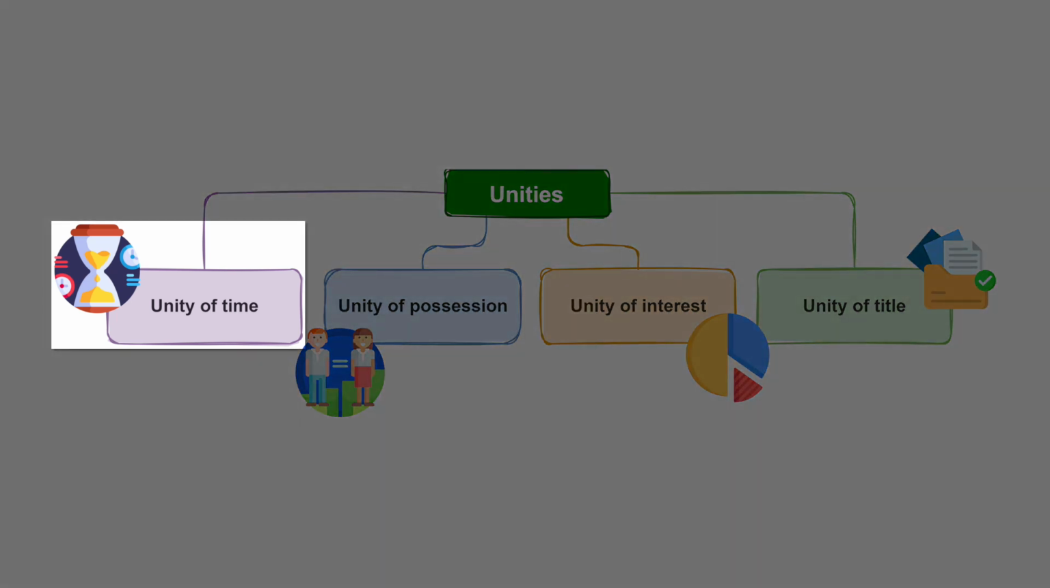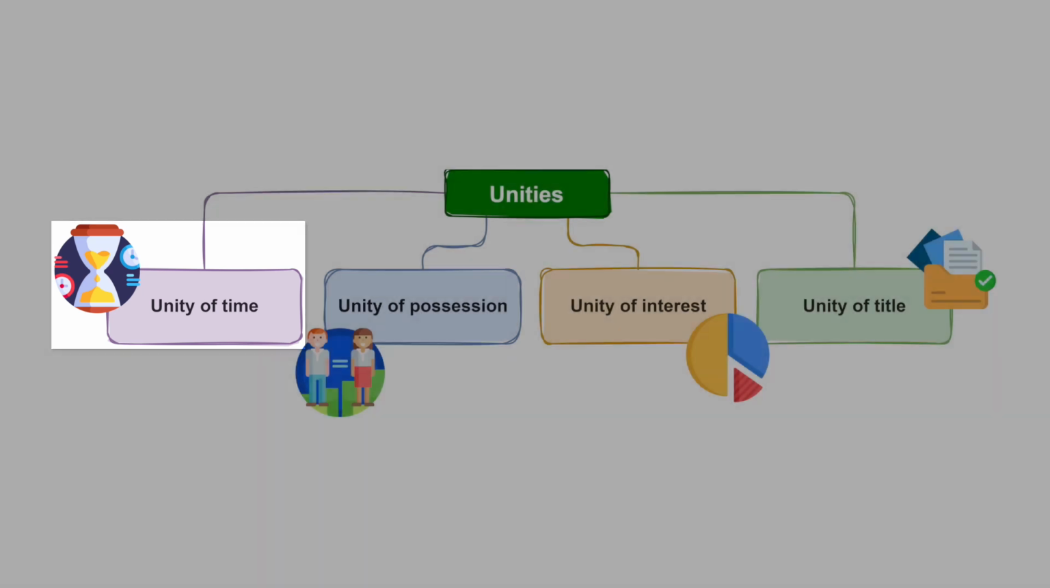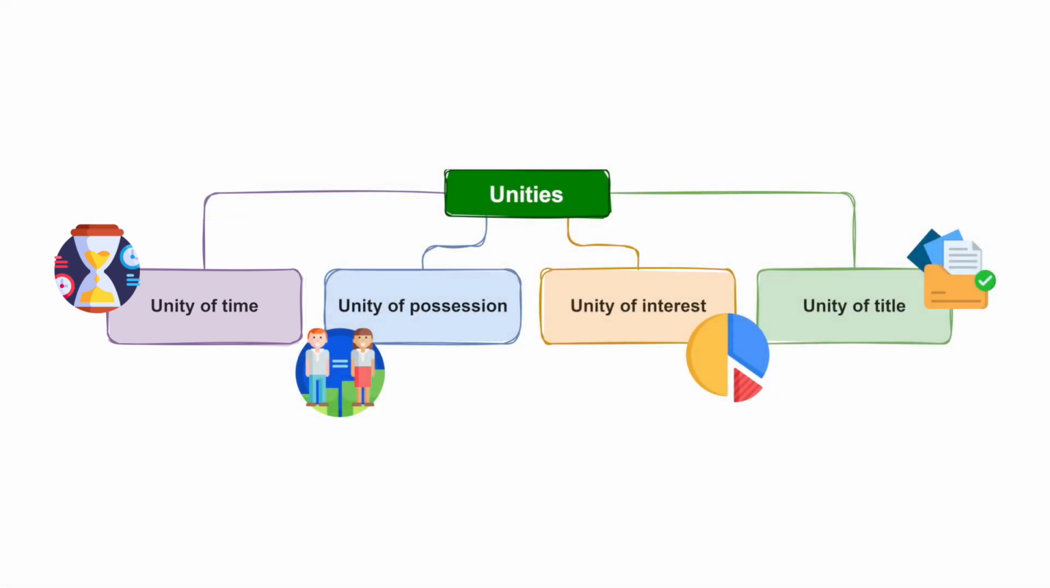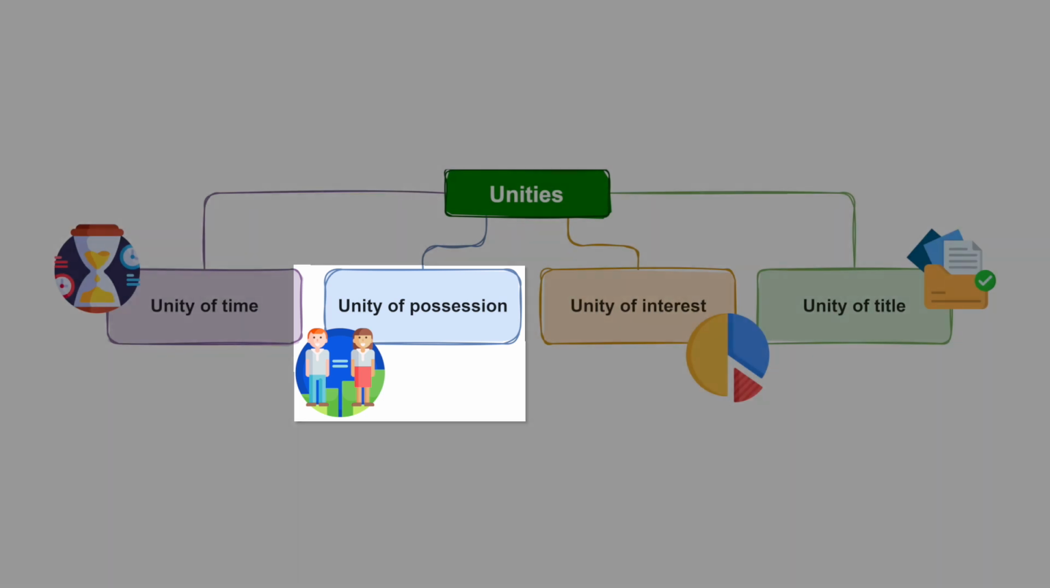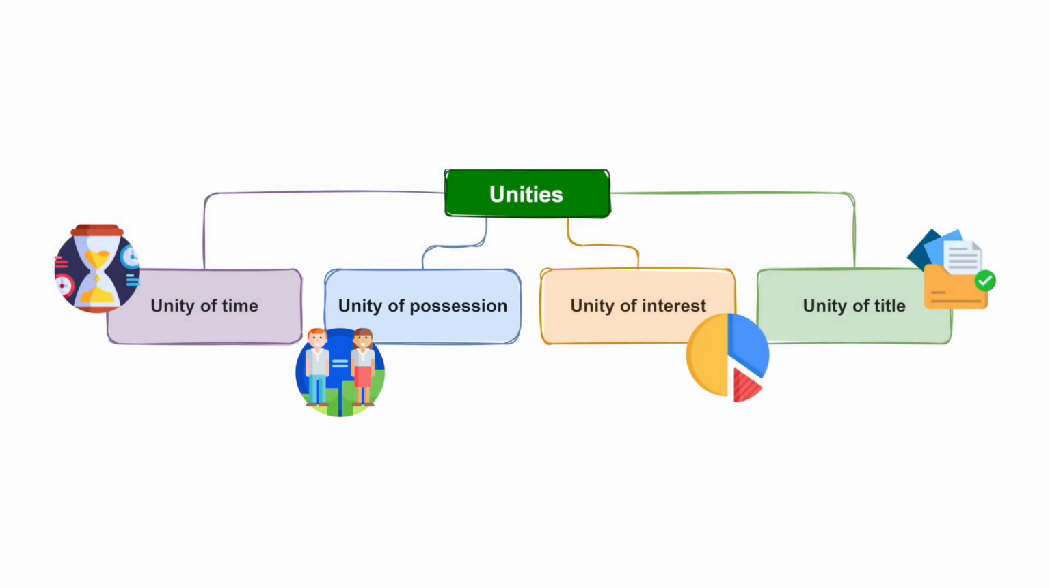So we'll start with the unity of time. This means that the interests of all the co-owners must arise at the same time. In other words, they take up a lease or purchase their home at the same time. The next is the unity of possession, and this means that each co-owner must have an equal right to occupy or possess the entire property, as opposed to a co-owner being excluded from a part of the property.